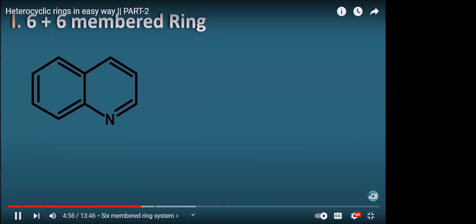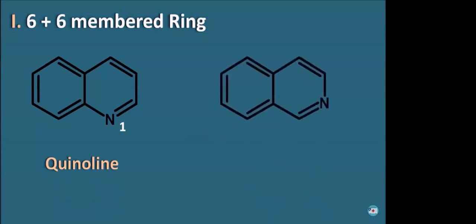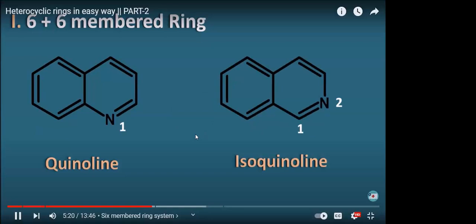Ring system with having nitrogen. Again, this heterocyclic ring system is commonly known as quinoline. Here the nitrogen is present at the first position. If the position of the nitrogen is changed like this, now the nitrogen is present at the second position. So this is called isoquinoline. Quinoline is one of the important ring systems present in the antimalarials like chloroquine and mefloquine, and isoquinoline is one of the important ring systems present in the smooth muscle relaxant like papaverine.